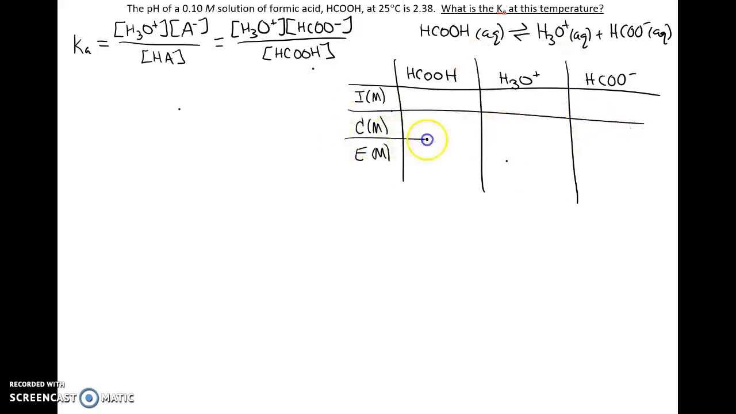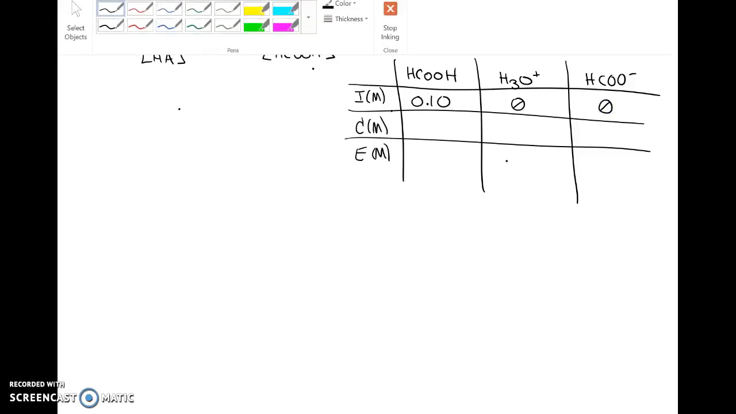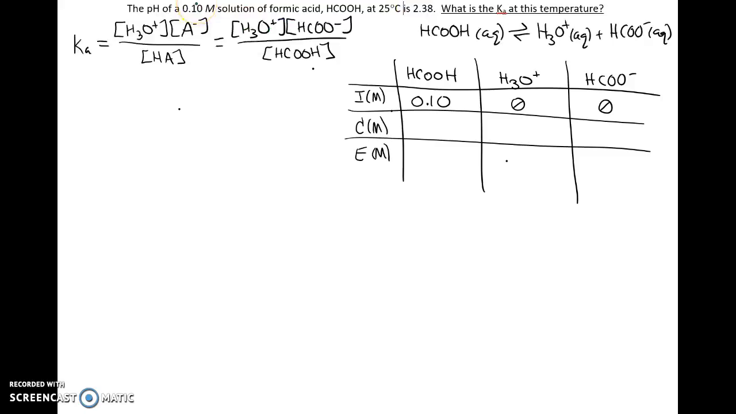Now that we have our table set up, we can start filling it in. We are told that our initial concentration of formic acid is 0.10 moles per liter. We do not have any hydronium ions or formate ions when the reaction begins. We are not given any equilibrium concentrations, however we are given pH. And we can calculate hydronium ion concentration from the pH. H3O+ concentration equals 10 to the power of the negative pH, equals 10 to the negative 2.38, and that is 4.17 times 10 to the minus 3 moles per liter.